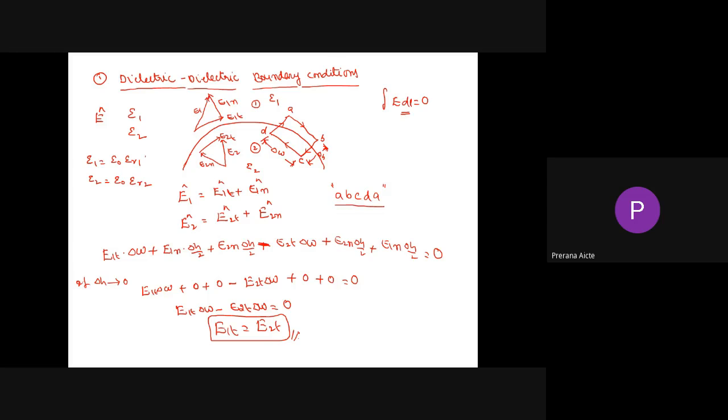That is vector. Therefore, the tangential components of E are the same on the two sides of the boundary, that is E1 and E2. So the vector component E of t undergoes no change on the boundary and it is said to be continuous across the boundary.